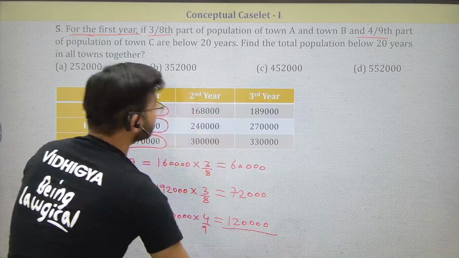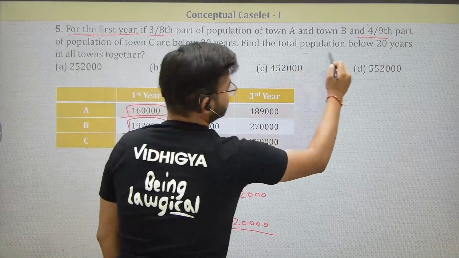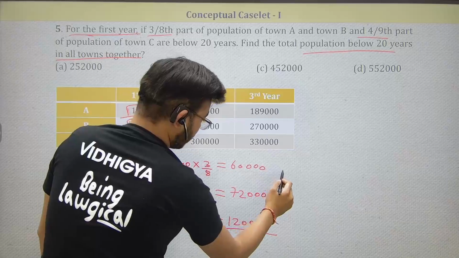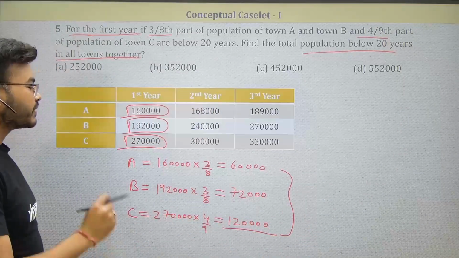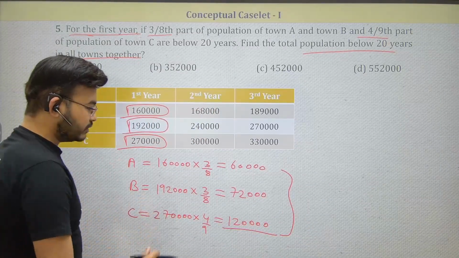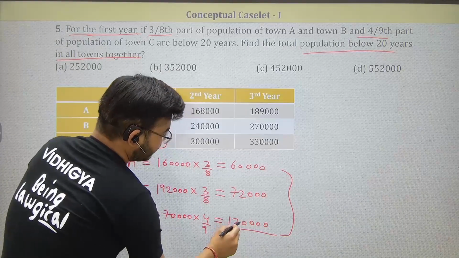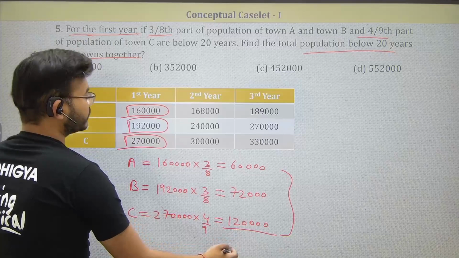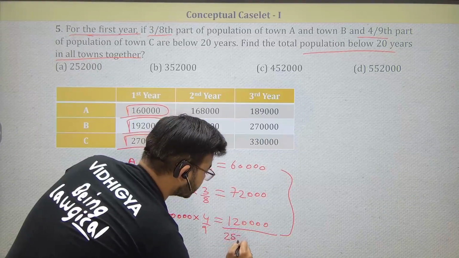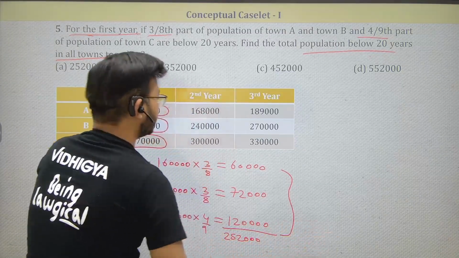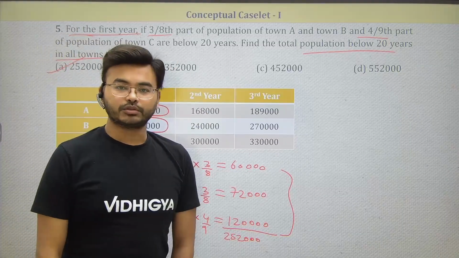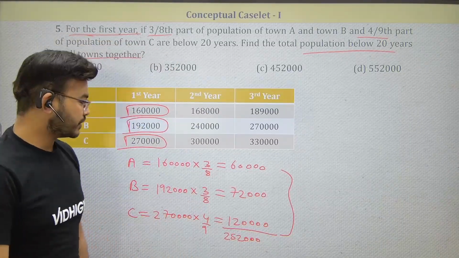1,20,000. We are asked the total population below 20 years in all the towns together. That means we just need to add all these values. So if we add all these values, it will come out to be 120, 60, 180, 180 and 72. So it will be 252. So 2,52,000. So the answer will be A, 2,52,000. Okay.